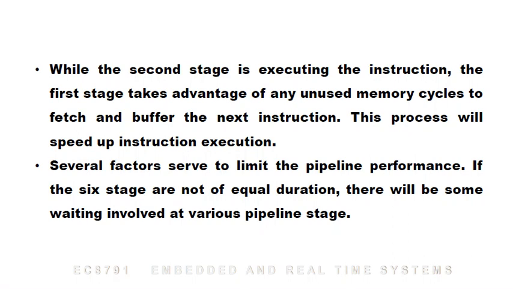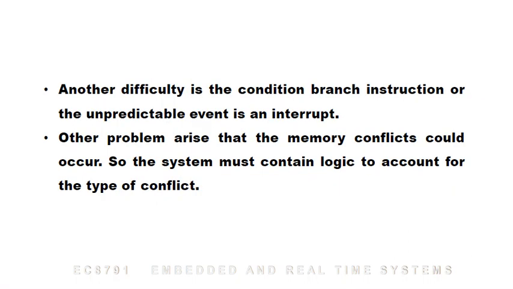Several factors serve to limit the pipeline performance. If the stages are not of equal duration, there will be some waiting involved at various pipeline stages. Another difficulty is the conditional branch instruction or the unpredictable event, which is an interrupt. Other problems arise in that memory conflicts could occur. So the system must contain logic to account for the type of conflict.